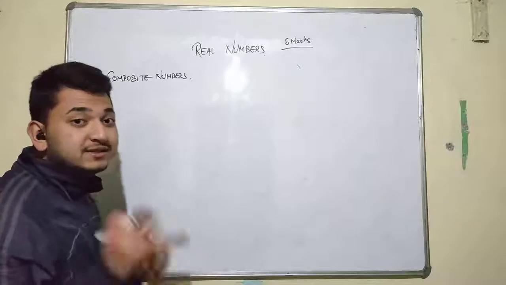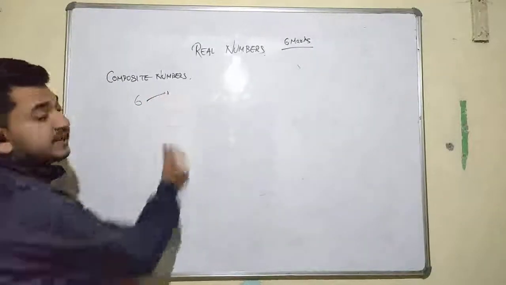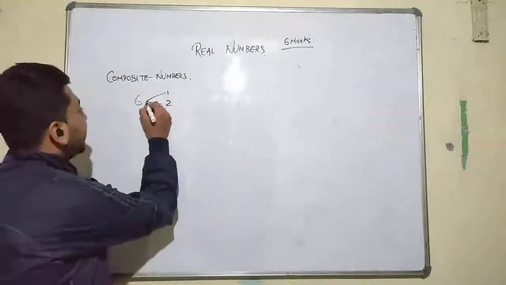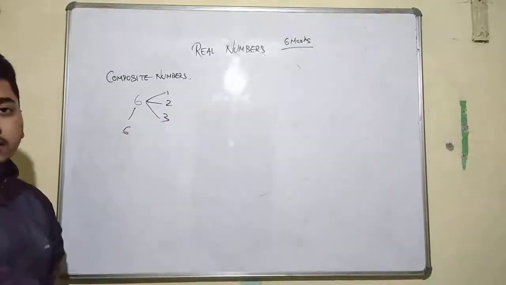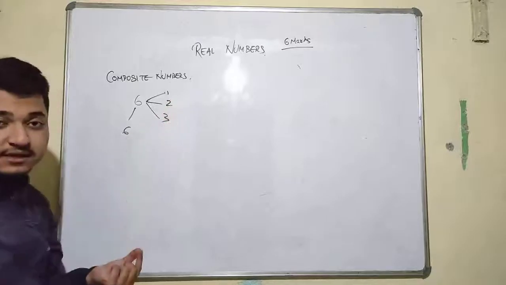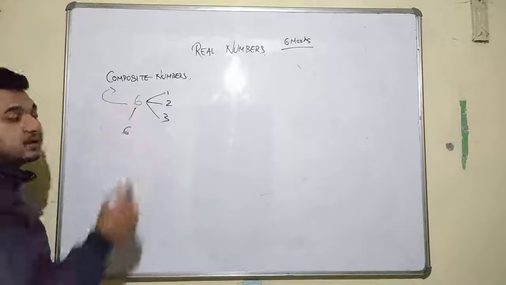Now, we'll take the example of 6. It can be divisible by 1, it can be divisible by 2, it can be divisible by 3 and the number itself, right? 6 can be divided by 1, 2, 3 and 6 itself. Okay, this is a composite number.